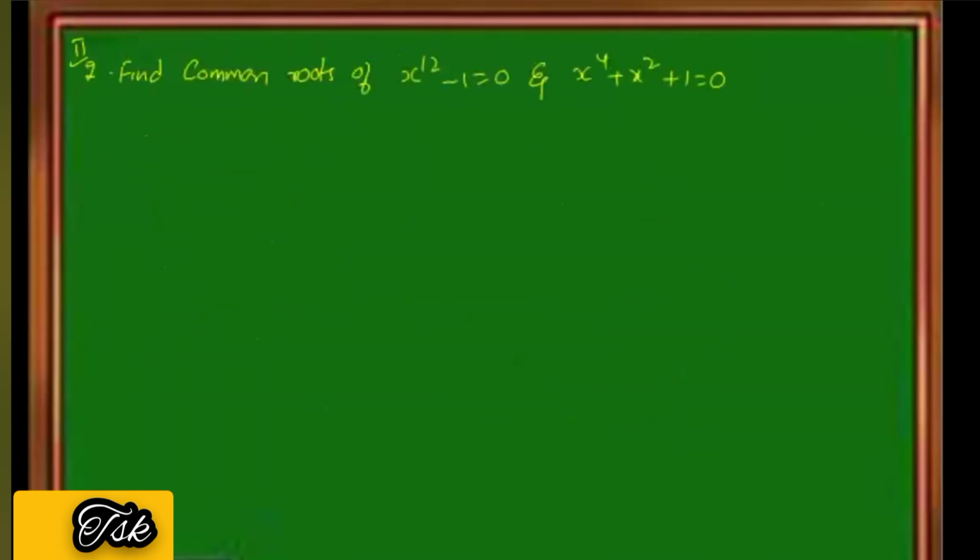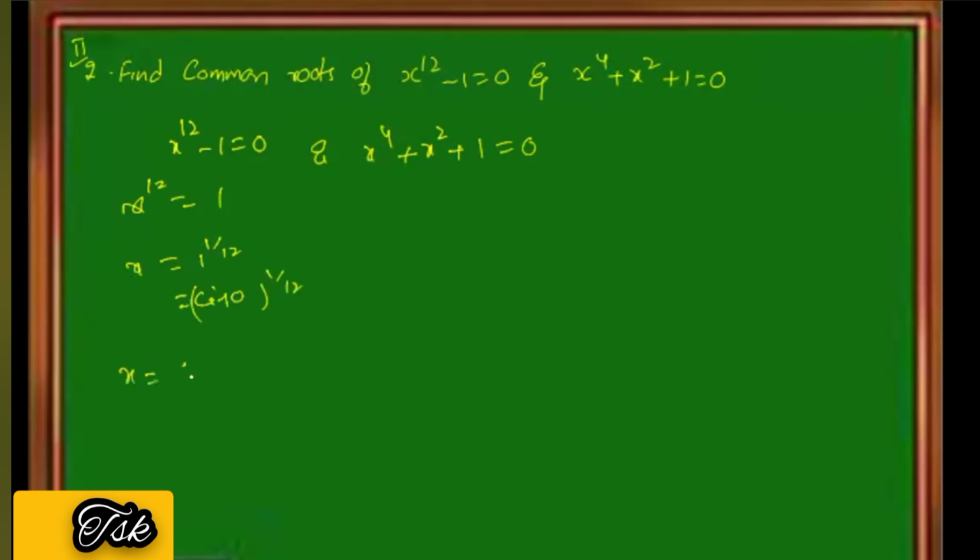Okay. Next, common root. Find the common root of x^12 - 1 = 0 and x^4 + x^2 + 1 = 0. So this is x^12 = 1, x = 1^(1/12), which is (cos 0 + i sin 0)^(1/12). So x can be written as cis((2kπ + 0)/12), where k is equal to 0, 1, 2, 3, 4, and so on up to 11.